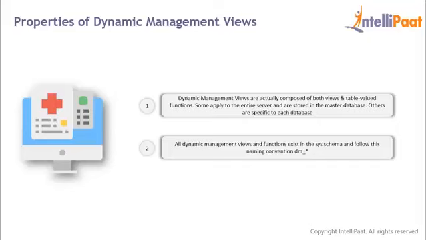Now let's look at some of the properties of dynamic management views. So dynamic management views are composed of both views and table valued functions. Some of them apply to the entire server and are stored in the master database. Others are specific to each individual database. And all of these DMVs start with the prefix DM underscore.